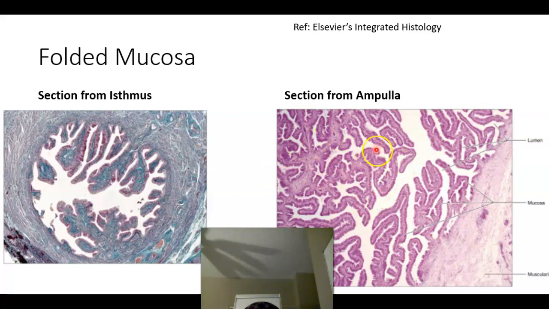Again, the mucosa is very much folded, and folding is very common, especially in the ampulla of the fallopian tube. If you look at the isthmus, then the folding is comparatively less. In the intramural or intrauterine part of the fallopian tube, the folding is even less than that. So it is mostly in the ampulla that we see this labyrinthine appearance.